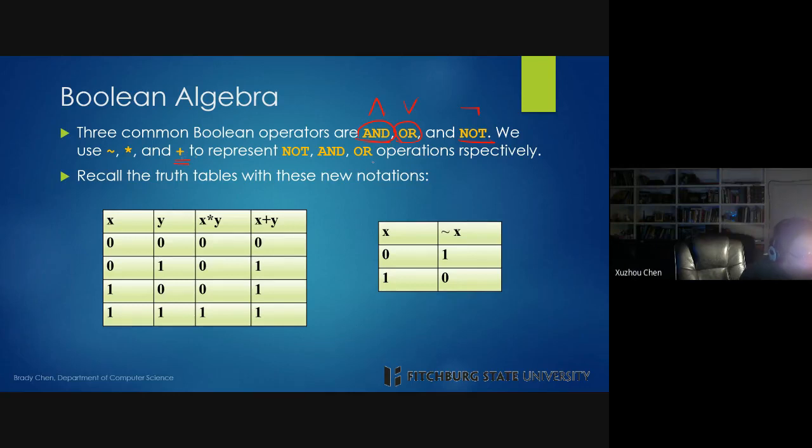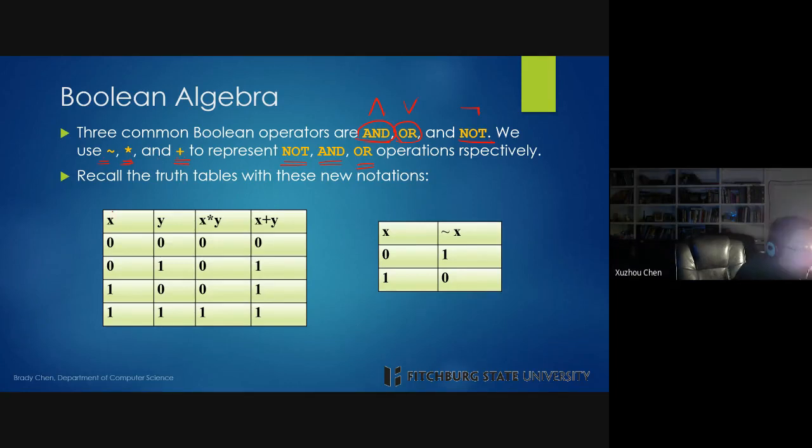So we use plus to represent or. We use asterisk, more typically you can think about this as multiplication, but it is not multiplication. It is and in the logical operation. And we use tilde to represent not, or negation. So now we use different notation, not different symbols, for the Boolean algebra.